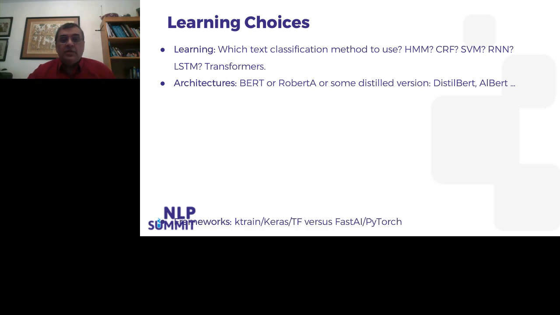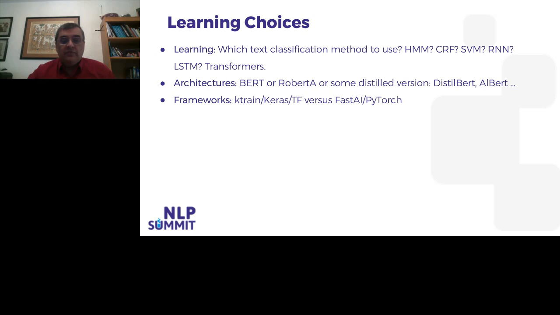We considered using TensorFlow, the TF, with Keras and K-Train, and we also considered using PyTorch with the Fast AI library on top. We ended up going with Fast AI. It was very easy to experiment with all the different BERT architectures in Fast AI.